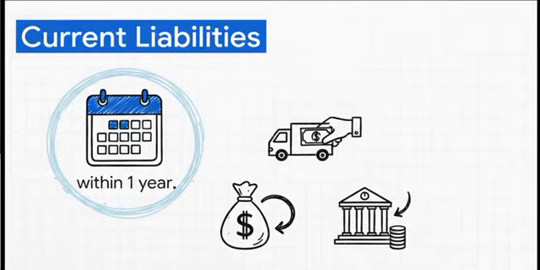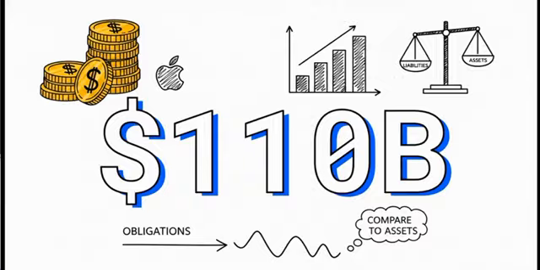And just like with assets, it's broken down. First up are current liabilities. These are the bills that are due soon, basically within the next year. Think payments to their suppliers, any short-term loans, and of course, taxes. For Apple, that number comes out to around $110 billion. That's their pile of short-term IOUs.